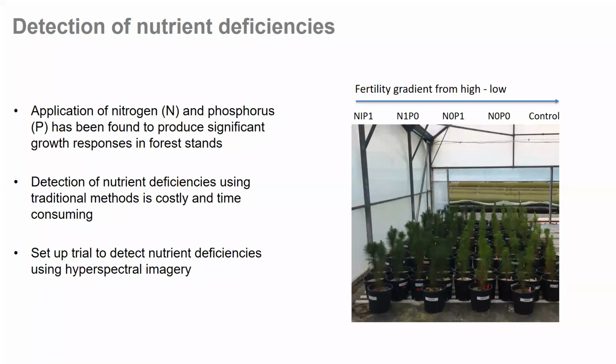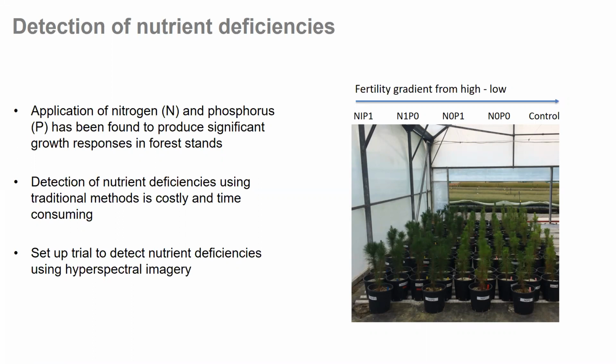We have used hyperspectral imagery to detect nutrient deficiencies. Application of nitrogen and phosphorus have been found to produce significant growth responses in forest stands. However, the detection of these nutrient deficiencies using traditional methods generally involves some form of foliage collection and analysis, which is costly and time-consuming.